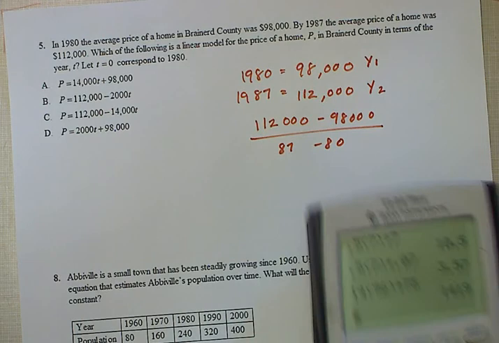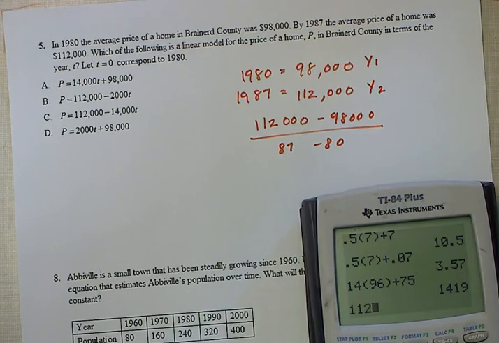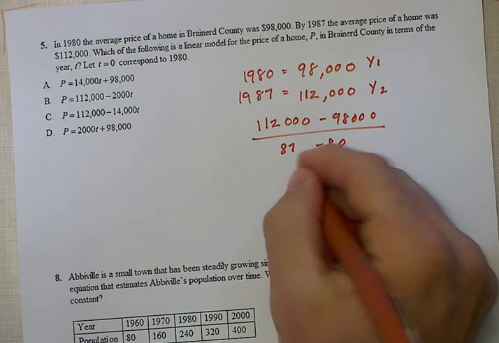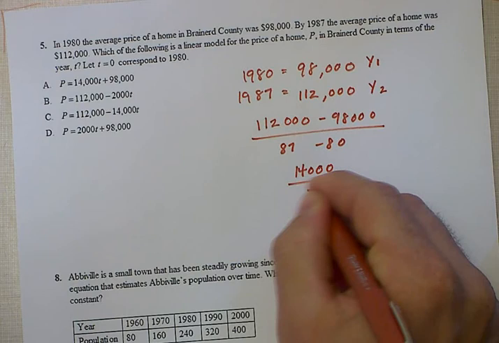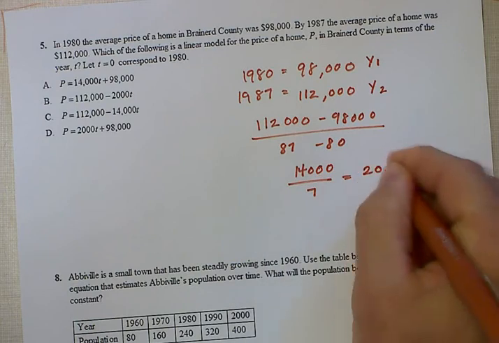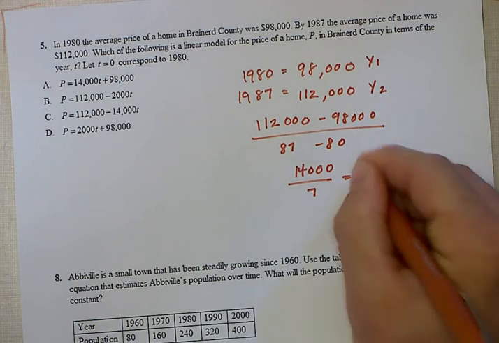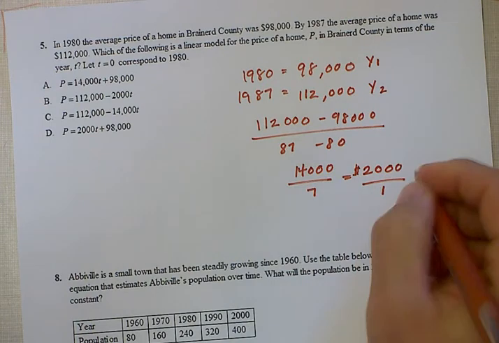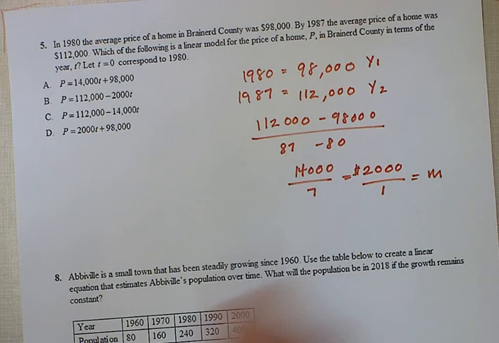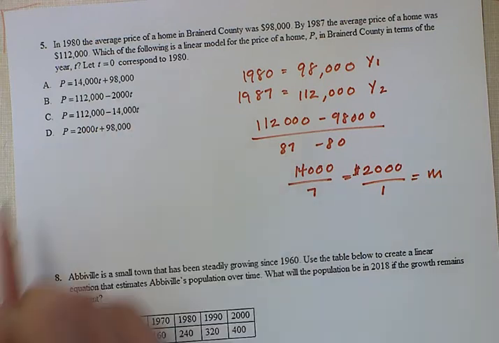So we get 112 minus 98, which gives me 14,000 over the 17 years, which is basically $2,000 for every 1 year. And that helps me find my slope, which in this case would be here.